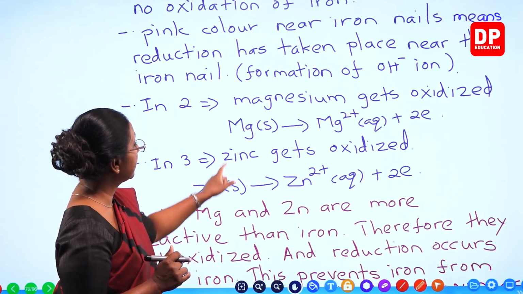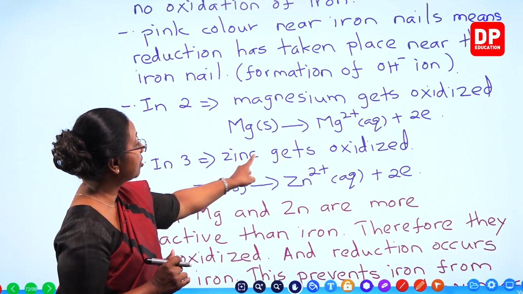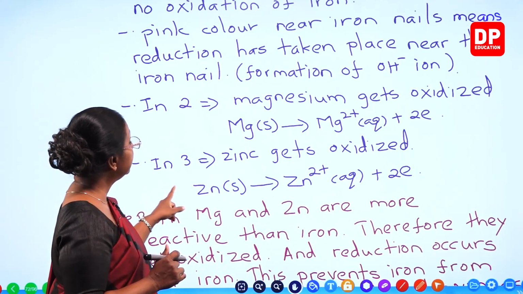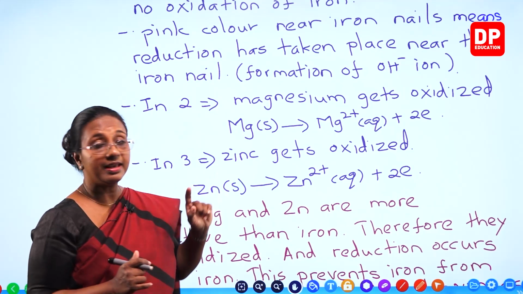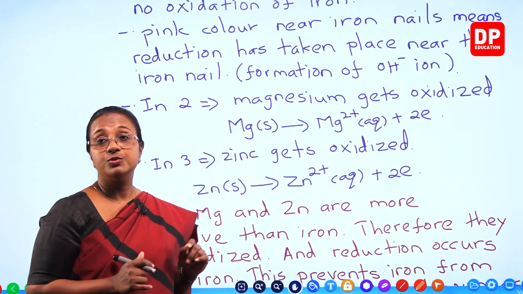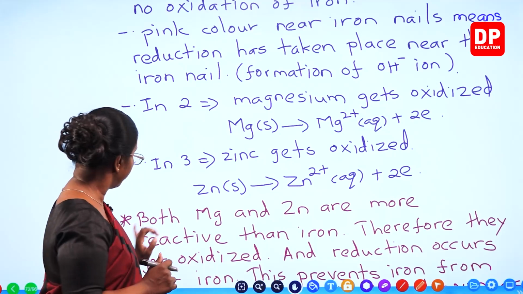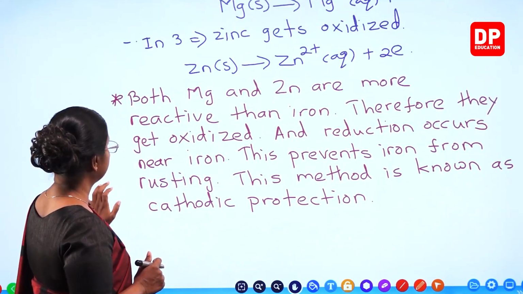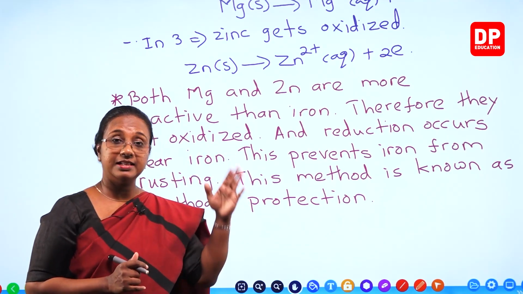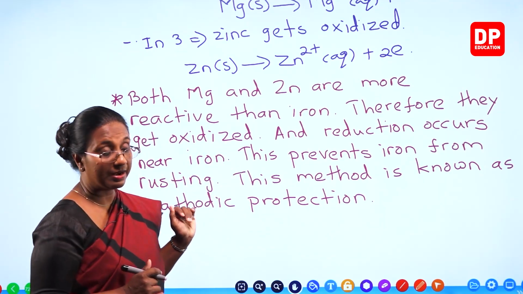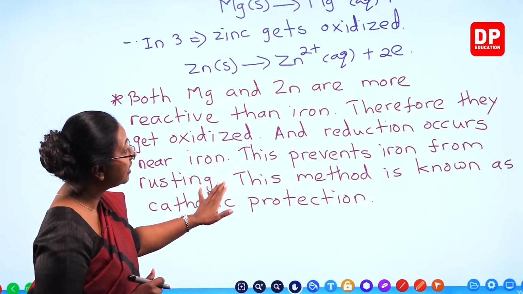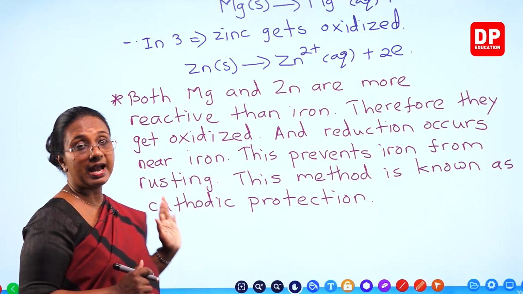Magnesium gets oxidized. This is the reaction. Mg solid becomes Mg2 plus aqueous, losing 2 electrons. And in the third one, zinc gets oxidized. That then becomes zinc 2 plus, losing 2 electrons. So from this, what can we understand? Both magnesium and zinc are more reactive than iron. That is in the activity series, you can remember. Therefore, they get oxidized and reduction occurs near iron.